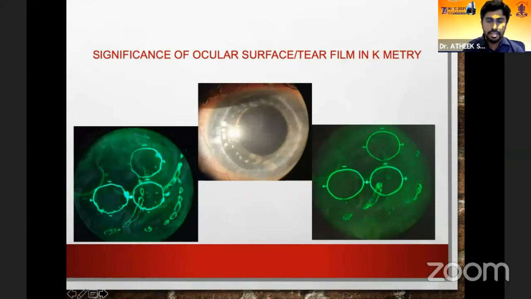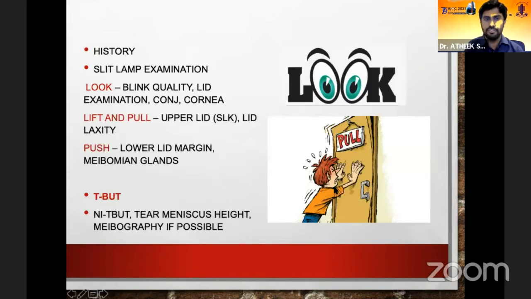Picture courtesy, Ramesh sir. This was a patient with significant dry eye disease, and you can see a drop of 1% CMC before and after taking the images. The clarity of the mires are totally different before and after.